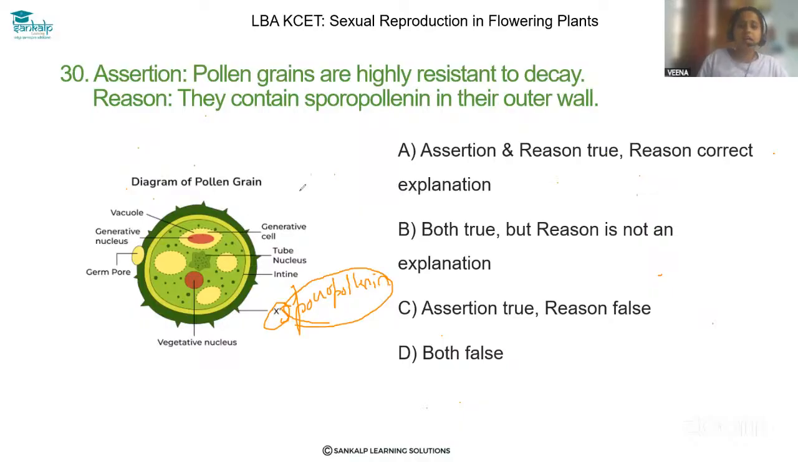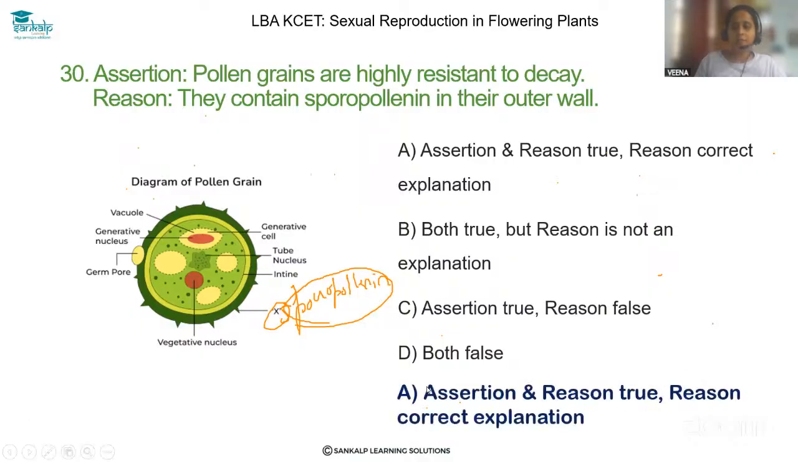So both assertion as well as reason are true here, and the correct answer is option A, assertion and reason true, reason correct explanation.